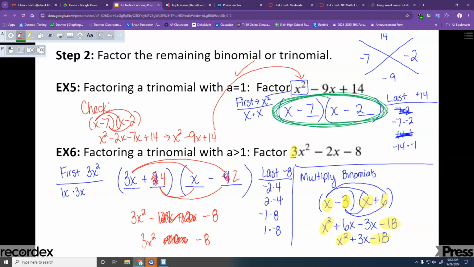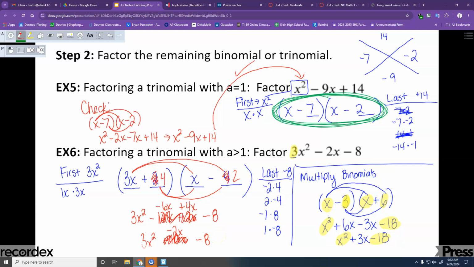All right, so now if I multiply 3x times x, I get 3x squared. That does not change. 3x times negative 2 is going to give me negative 6x. And then positive 4 times x is going to give me positive 4x. And then positive 4 times negative 2 gives me negative 8 right there. What does negative 6 and positive 4 give me? That gives me negative 2x. Is that what I want? Yes, that matches what we have here.